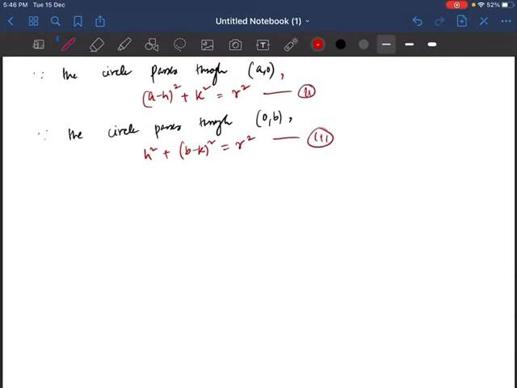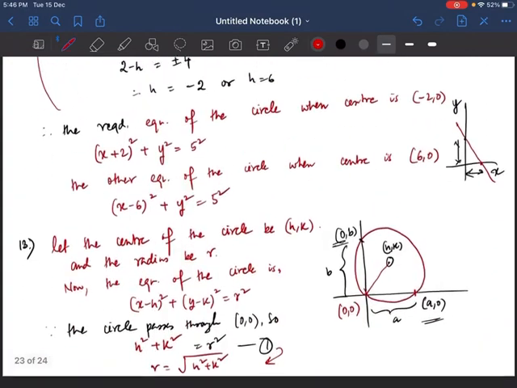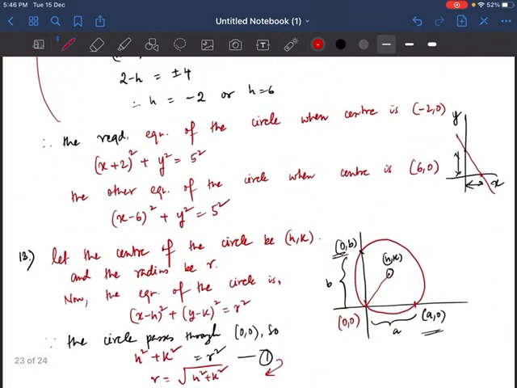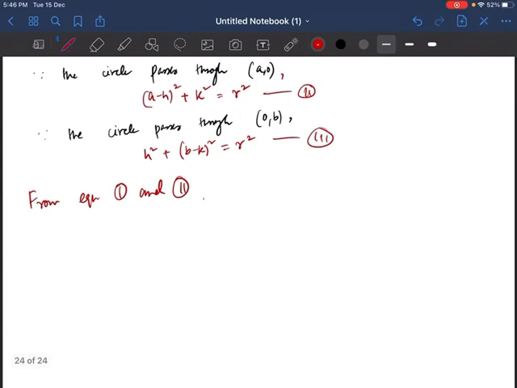So from equation 1 and from equation 2, in place of r square, I will put h square plus k square. So equation number 1 was h square plus k square is equal to r square. So using equation 1, I will take the value of r square, that is h square plus k square, and put it in equation number 2. So what I have is a minus h whole square plus k square is equal to h square plus k square.